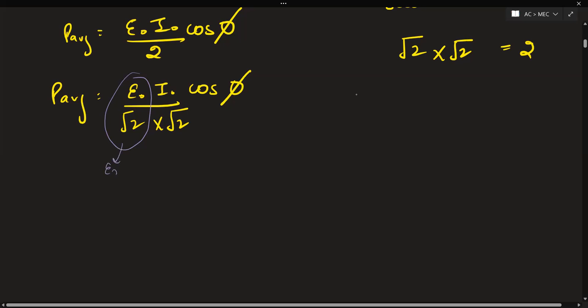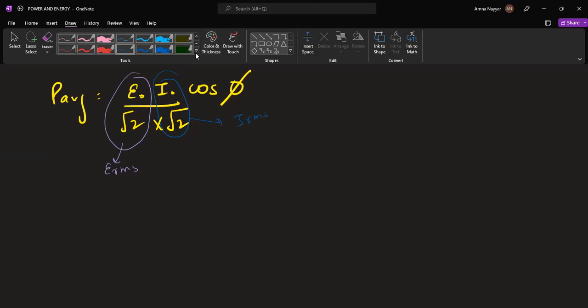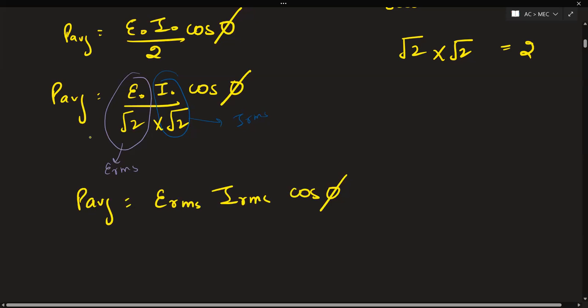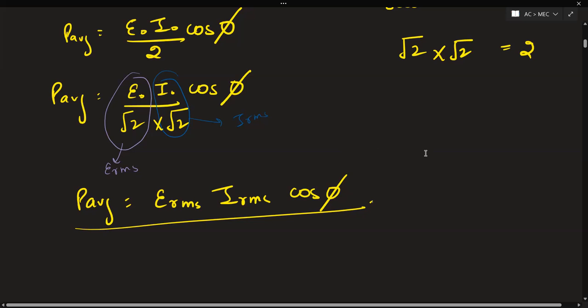This value is ERMS. Similarly, if you look at this value, I naught by root 2, this becomes IRMS. So what's the formula of power that you're getting? Average power is ERMS multiplied by IRMS into cos phi. This is the formula for average power. So you will be getting average power only. Certain special cases we'll see, 2 cases at least, before we discuss certain things. But just note down till here.